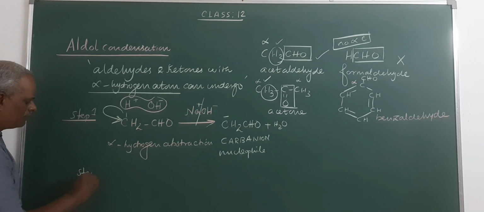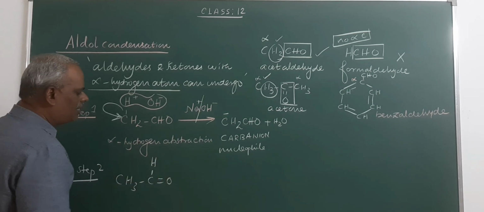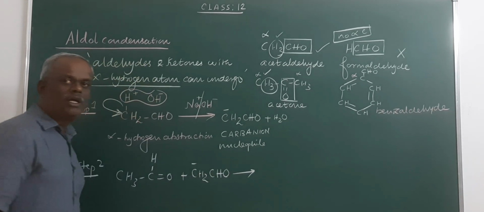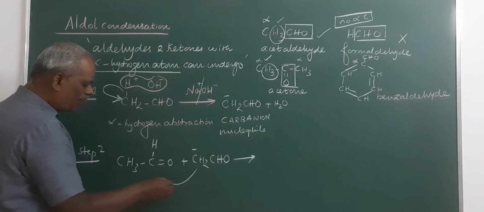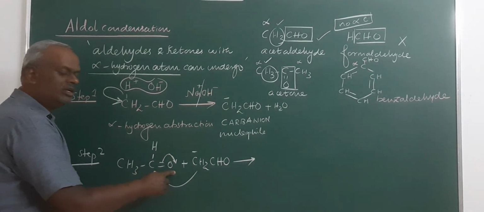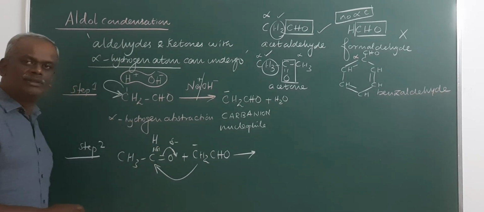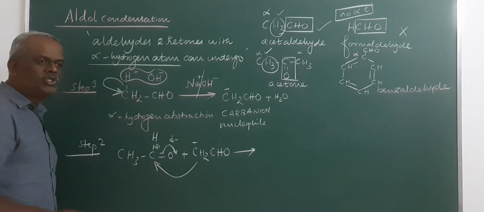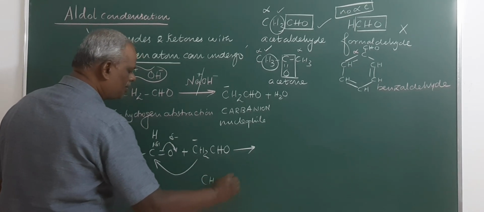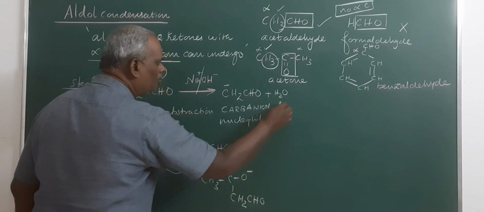In step 2, the subsequent stage, take a fresh molecule of acetaldehyde with this formula, and it should be treated with CH2CHO, the carbon carrying minus. There are a few steps. The nucleophile attacks the carbonyl carbon, and the nearby bond breaks. We know that in the carbonyl group, oxygen is the most electronegative, hence it carries minus. The carbon carries plus. The carbon plus is attacked by the CH2CHO. At the end of this step, we have a product as follows: CH3CH with O minus, to which you have added CH2CHO.